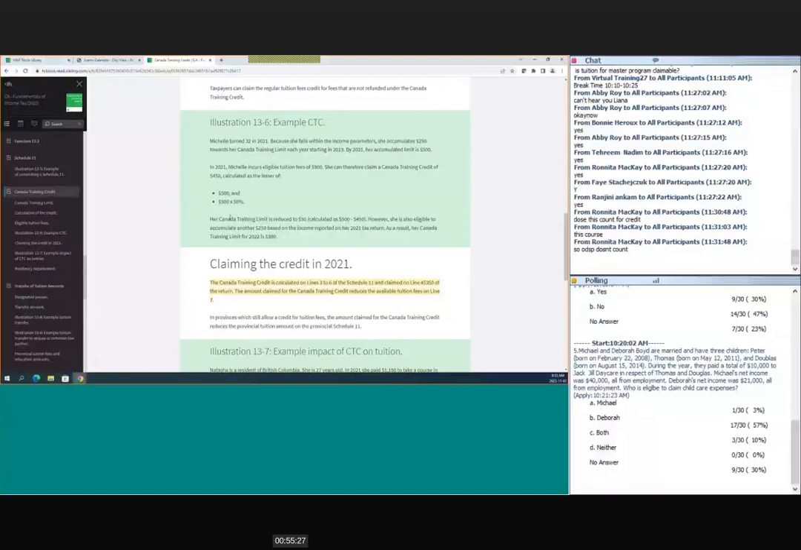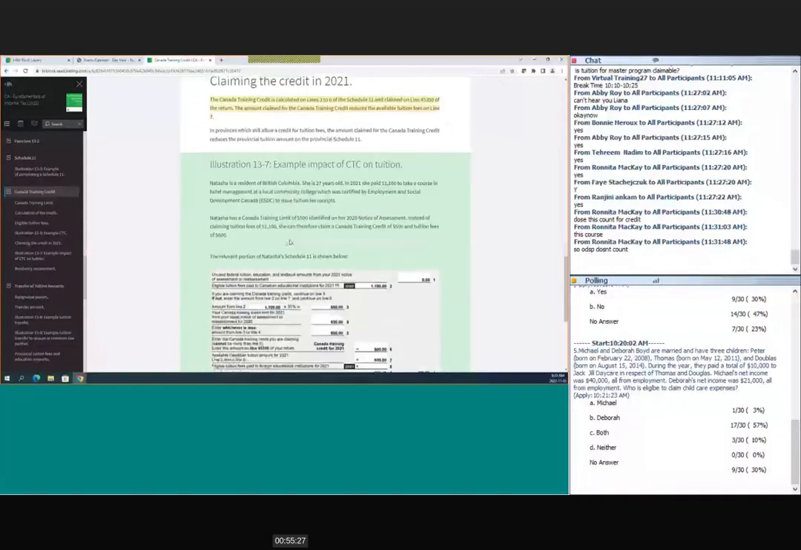So her Canada training limit is now $50 because she used up $450, and she's also eligible to accumulate another $250 based on the income reported on her 2021 tax return. So as a result, her training limit for 2022 would be $300.